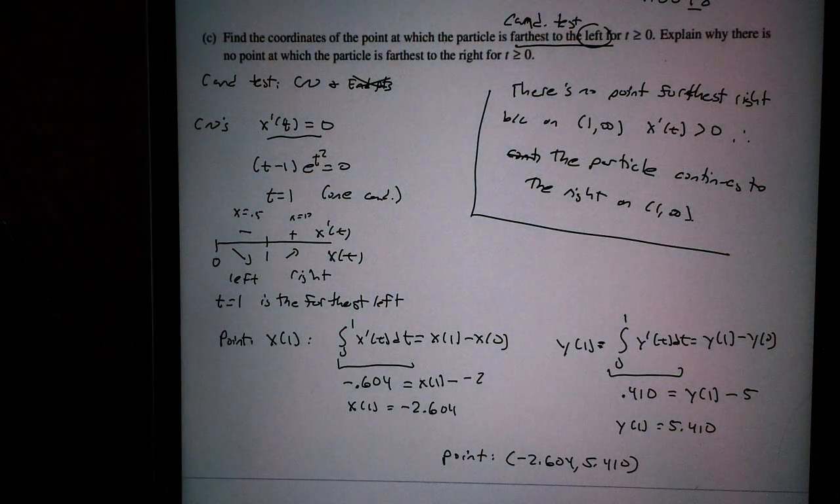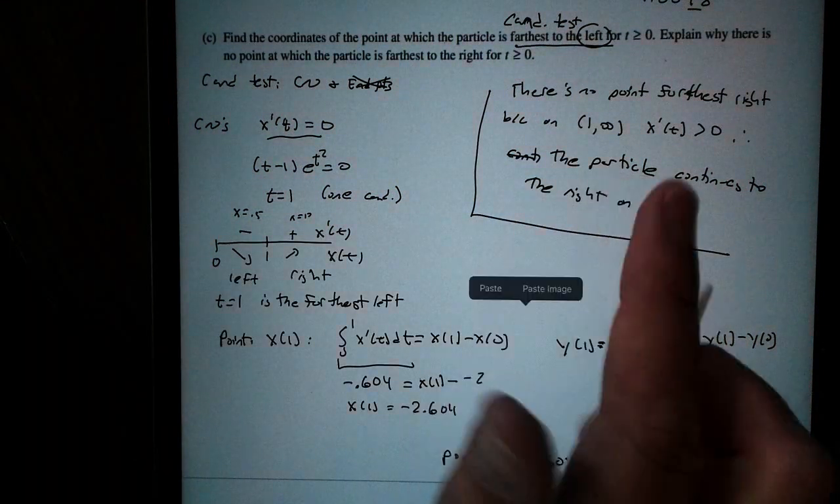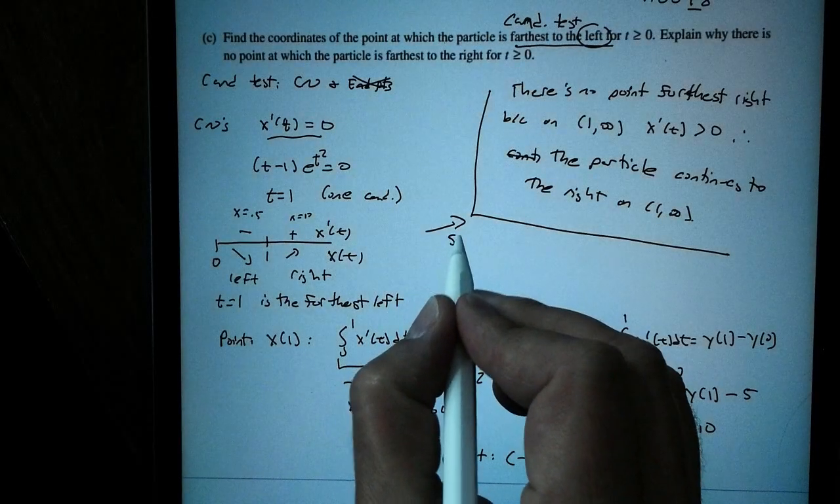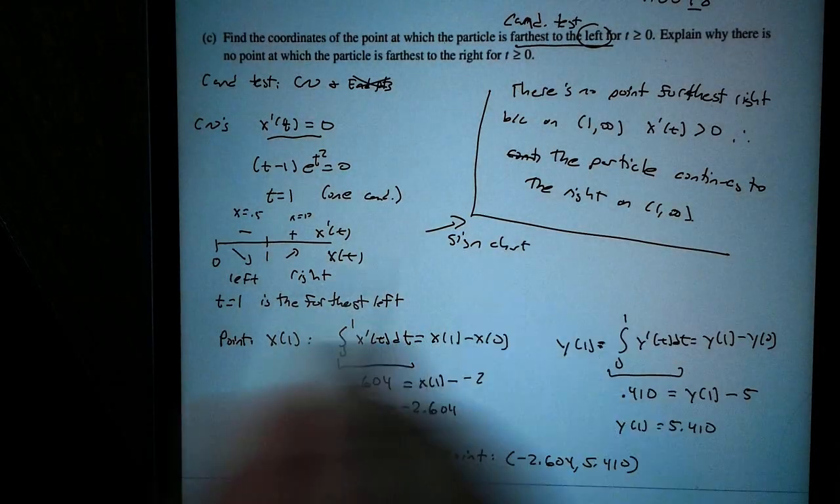Alright, so that's not too bad to understand, but again, notice I use my sign chart. They're everywhere you want to be.